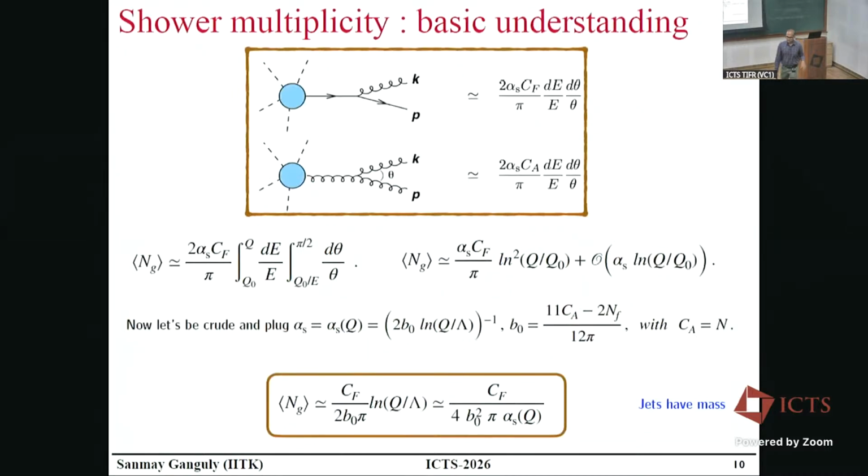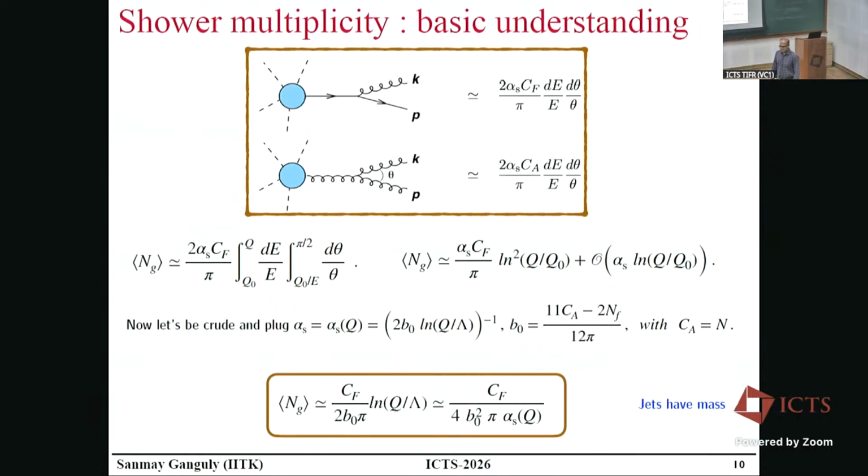How do you choose Q0? What is Q0? It's lambda QCD. Below lambda QCD, you cannot treat the parton fragmentation as a perturbative process. So you have to keep a minimum energy threshold from where you can do this integration. That avoids the divergence.